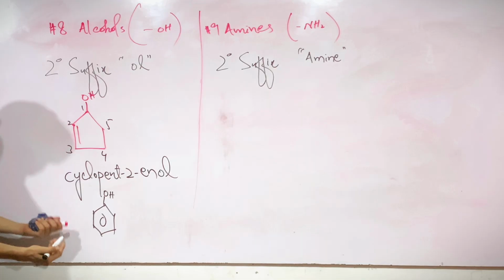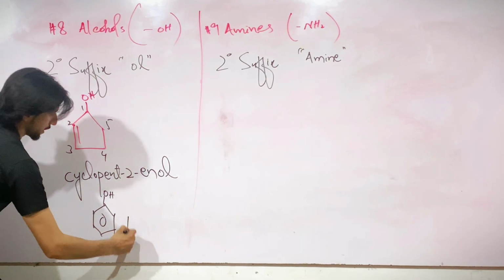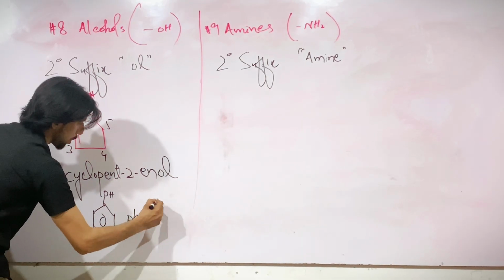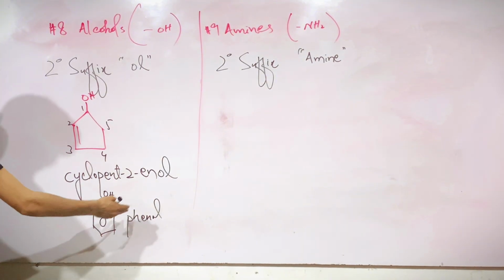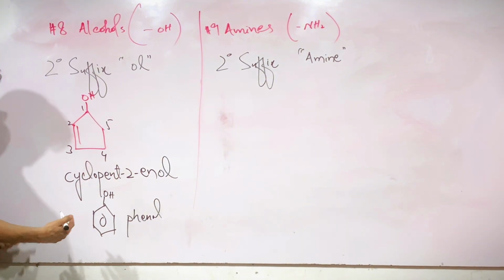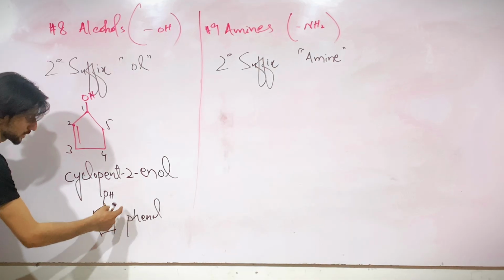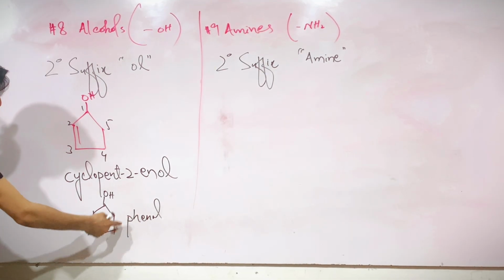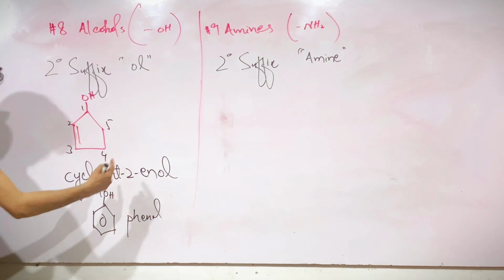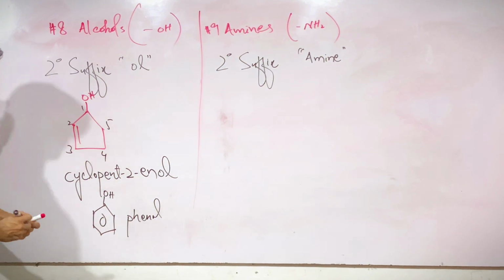So IUPAC considers the name of this compound as phenol. If there was some substituent attached to it, we can name it like, if here a methyl group was attached, we would call it 2-methylphenol. If the methyl group is here, we could call it 4-methylphenol. So now you know the pattern.